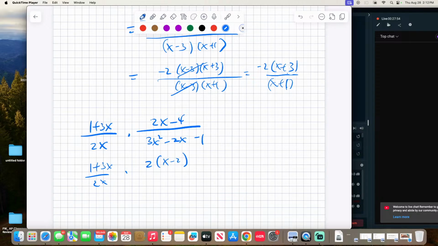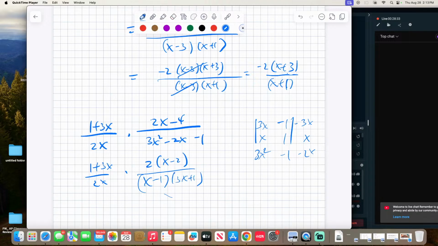Is this okay? Can I factor 3x squared minus 2x minus 1? I can use a box, right? Yeah. That's going to be 3x and x, and this is the 1 and 1. And this is 3x and x. Which one needs to be negative? The top one. So that's going to give you x minus 1 times 3x plus 1.